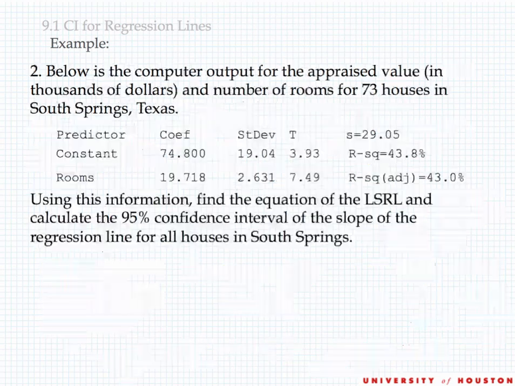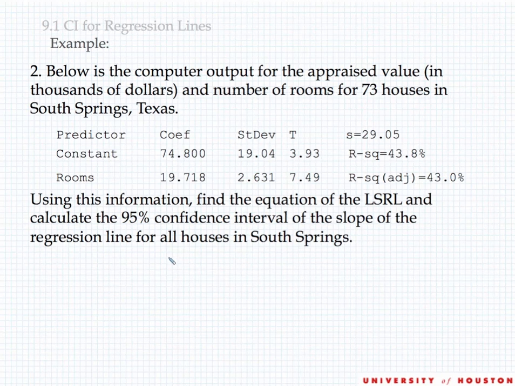Now let's look at an example where we have computer output. So this is computer output for a regression line, and the way it's given to us, the word constant tells me where my intercept is, and the coefficient of my variable for my x is my slope. So my equation of my regression line for this problem can be easily read off as 74.8 plus 19.718 times x.